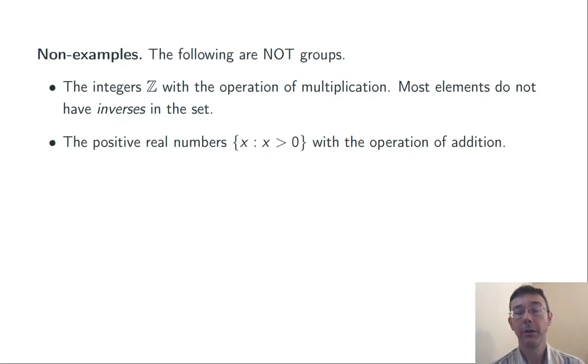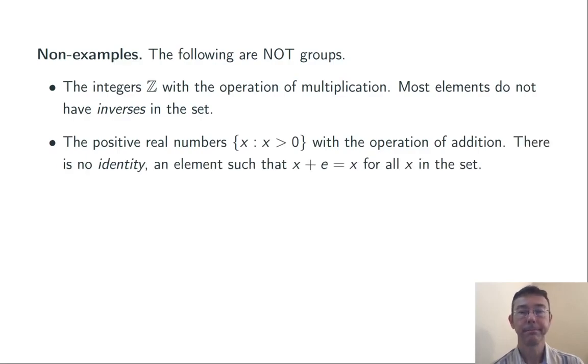The positive real numbers, x greater than 0, with the operation of addition. There's no identity element, no element e such that x plus e equals x for all x in the set. Here we would like the identity element to be 0, but of course 0 is not in the set. So the identity element does have to lie in the set.